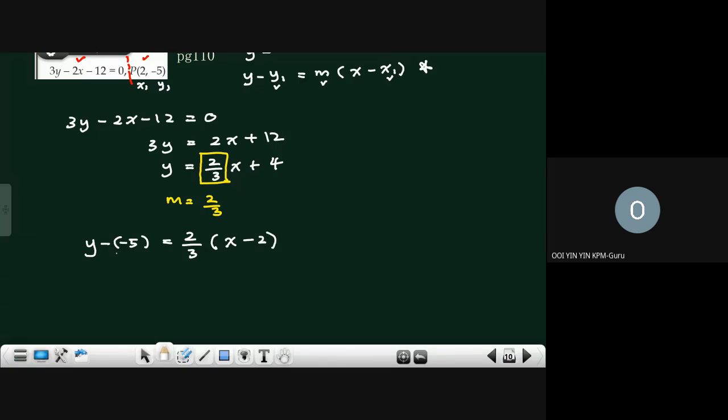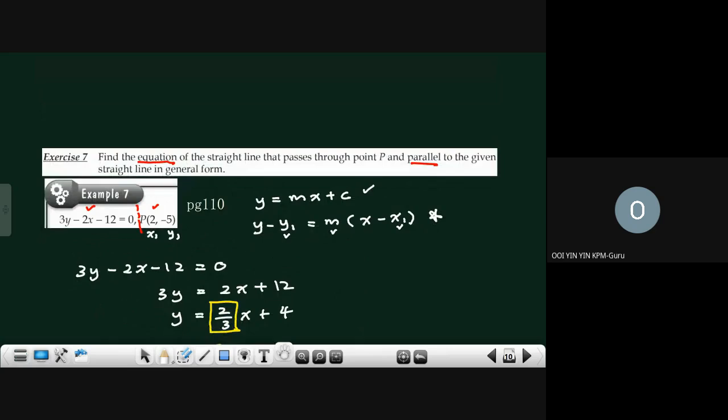Okay, minus negative 5, you get y plus 5. And then here you get 2 over 3x. Then here you get negative 4 over 3. Okay, so there is one word here, if you remember, this word, in general form.